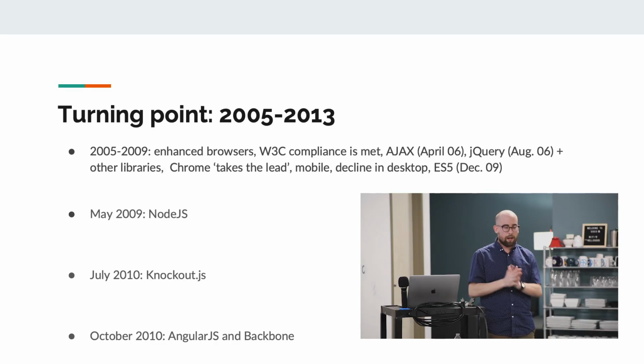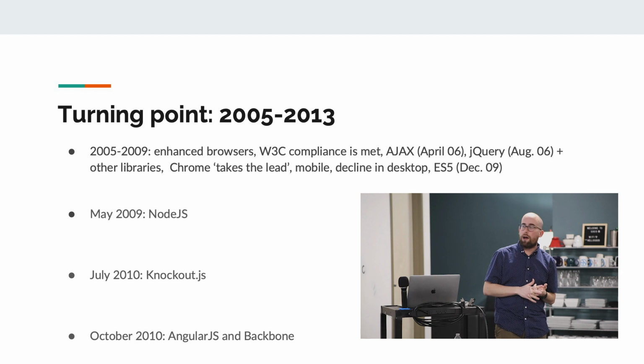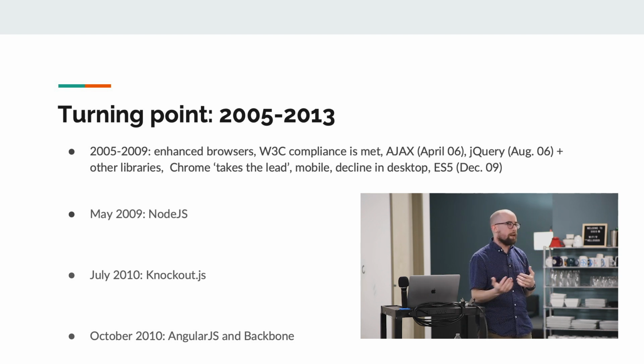Chrome came along and became the leading browser. Of course, in 2007, the iPhone came out, and then mobile web experiences became a really big deal. There was a decline in native desktop apps. We were expecting this feature-rich app experience from the browser. And then, like I said, ES5 came out in December 2009.